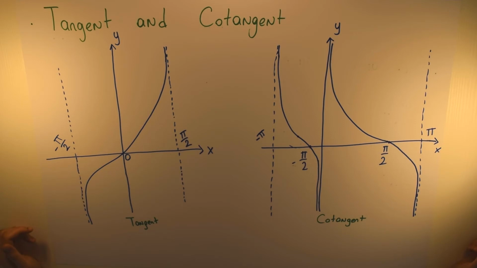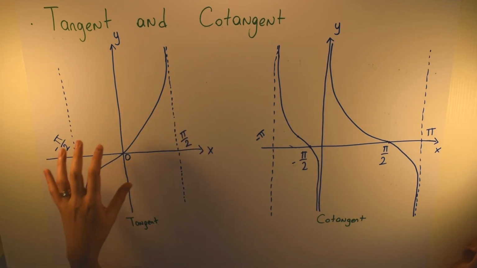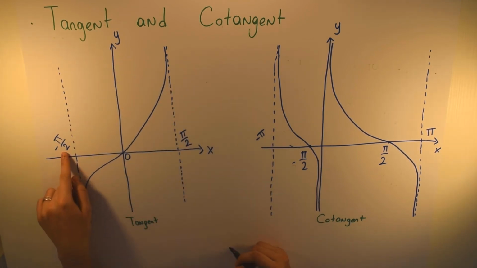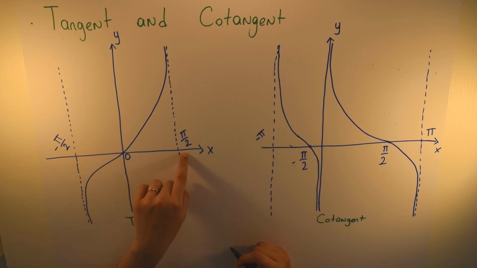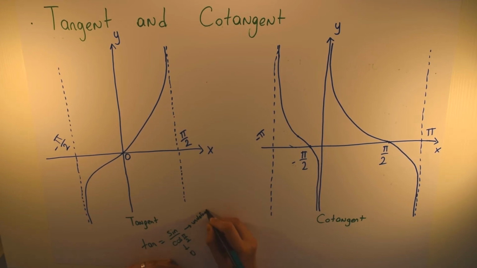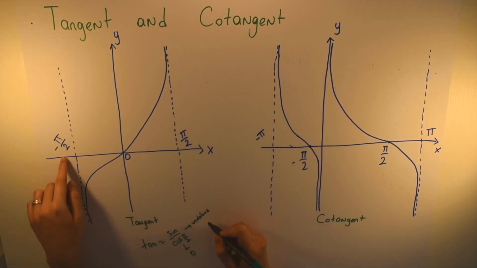Now let's see what happens when it comes to tangent and cotangent. When it comes to tangent and cotangent, you should remember some rules from our trigonometry lessons. As you can see here, we have the graph of tangent. At the points minus pi over 2 and pi over 2, tangent is undefined. Why? Let's remember, tangent is equal to sine over cosine, right? Cosine pi over 2 is equal to 0, and a number over 0 is undefined. That's why the tangent value is undefined at these points.